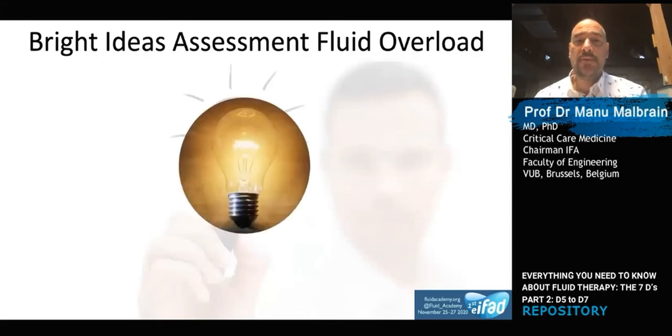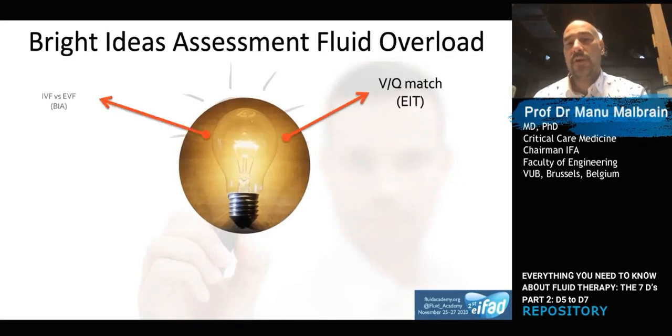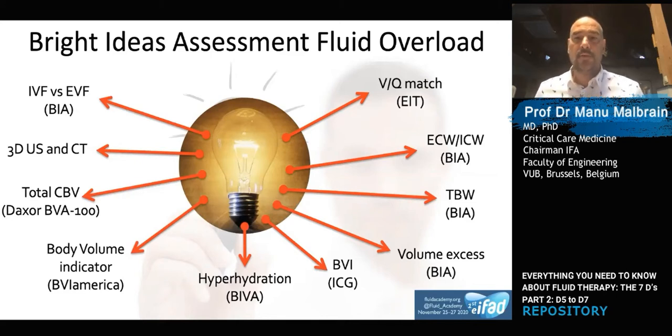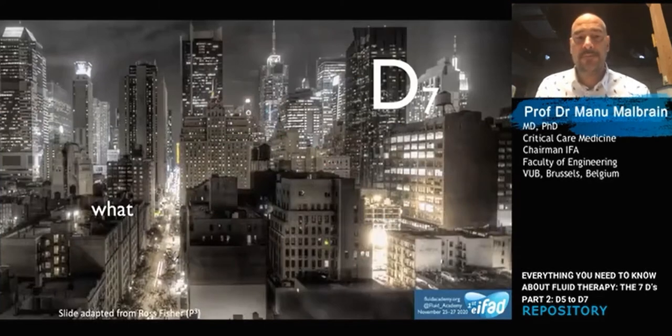I think for the future, there may be some bright ideas on monitoring for fluid overload. And this could be done with bioelectrical impedance analysis, total body water, and the ratio between extracellular and intracellular water, or calculation of total circulating blood volume with, for instance, the Daxor device, a blood volume analyzer, and maybe electrical impedance tomography could be interesting.